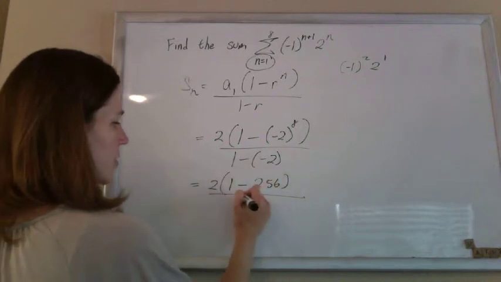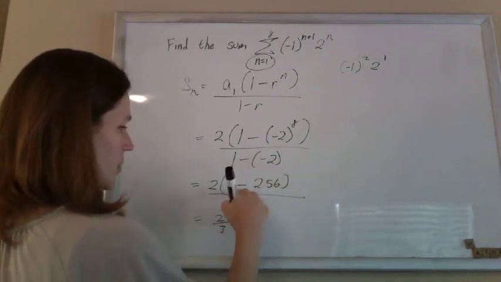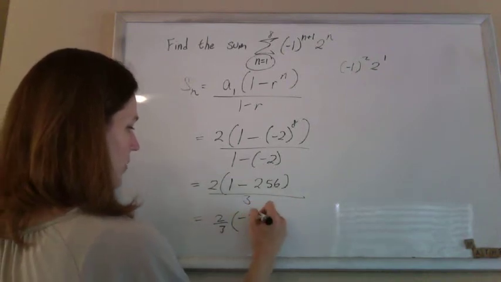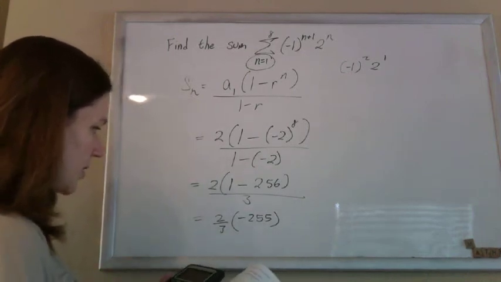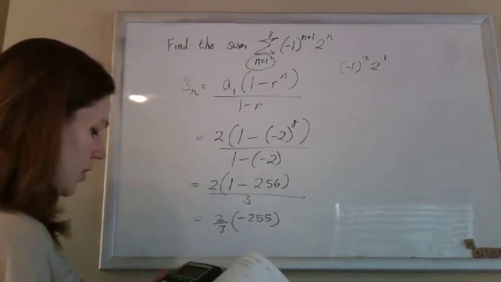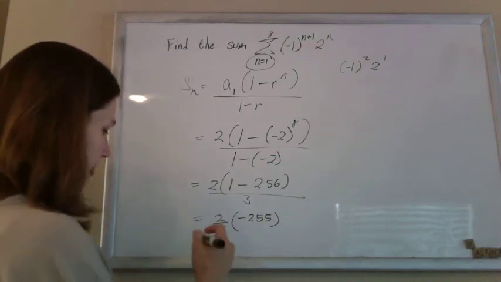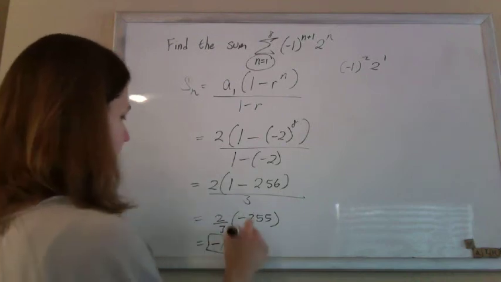1 minus a minus 2 is 3. So this is 2/3 times 1 minus 256 is negative 255. Plug that in on my calculator. That's 2 times negative 255 divided by 3, 510 is negative 170. Oh, did I get the 510 number wrong before?